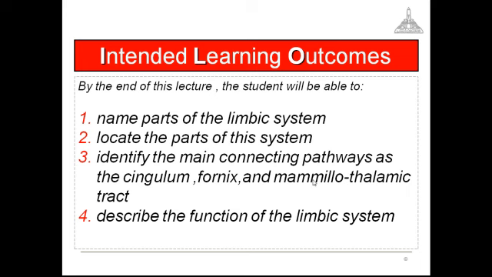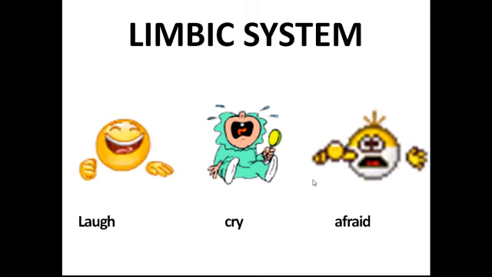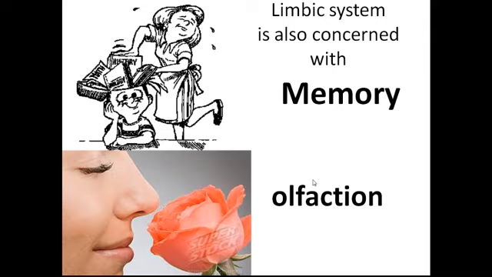Limbic system. At the end of this lecture, the student should be able to name the parts of the limbic system, locate these parts, mention the main pathways connecting the different parts of this system, and describe the function of the limbic system. The limbic system is the part of the brain that deals with our emotions and instinct. We are happy, we are sad, we are laughing, crying, or afraid. The limbic system is also concerned with memory and olfaction.